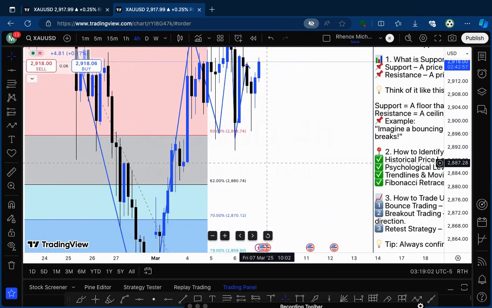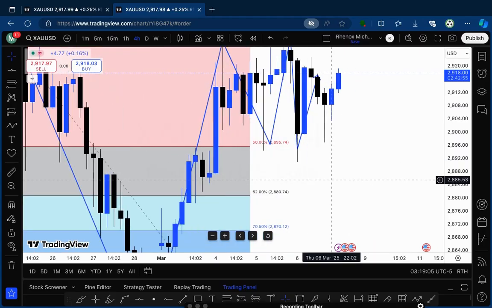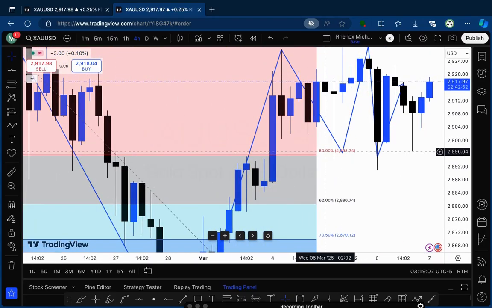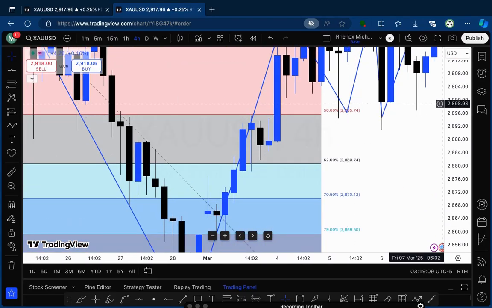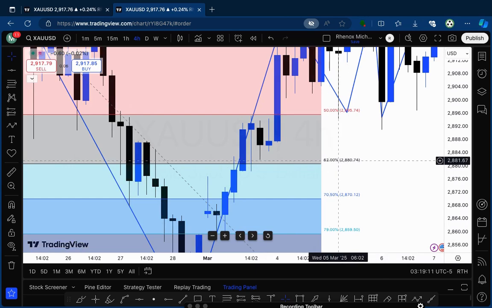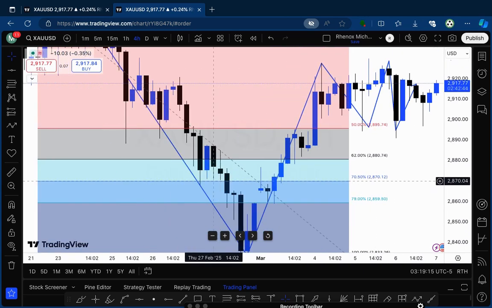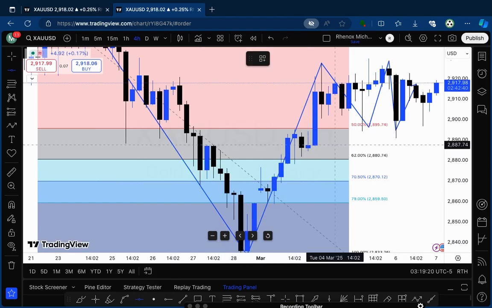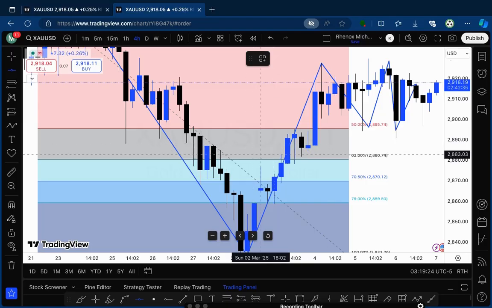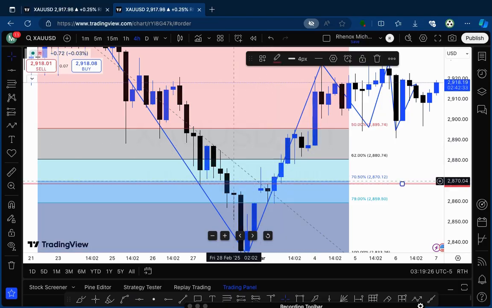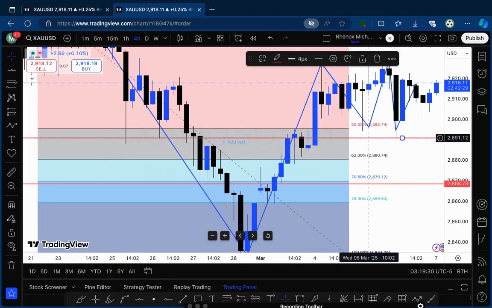Let me zoom in well so you can all see. So you see this is 50%, this is 62%, we have this 70% as well. So these percentage levels are the psychological levels, the Fibonacci retracement levels that price keeps reacting to as time goes on. That is why we can also use our Fib to find out our support and resistance as well.